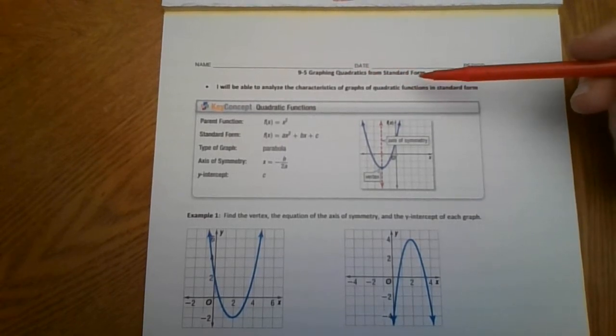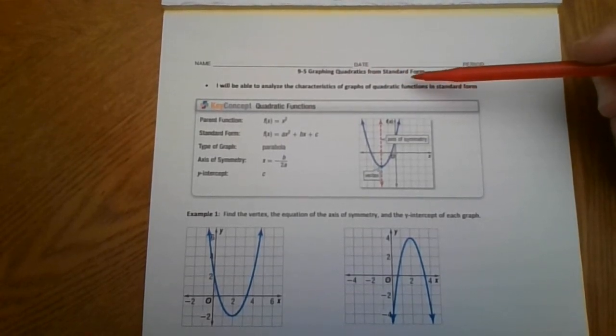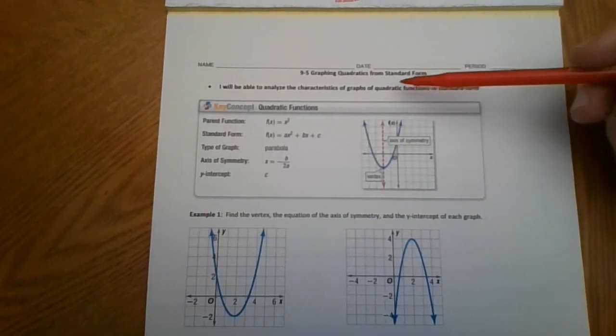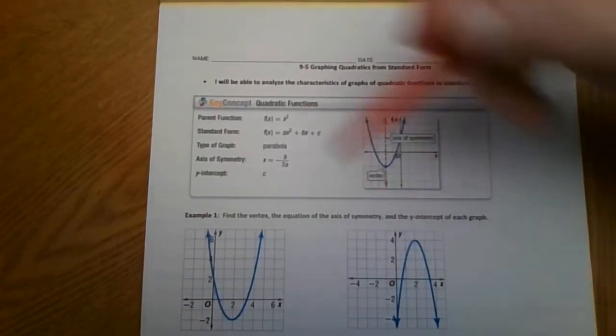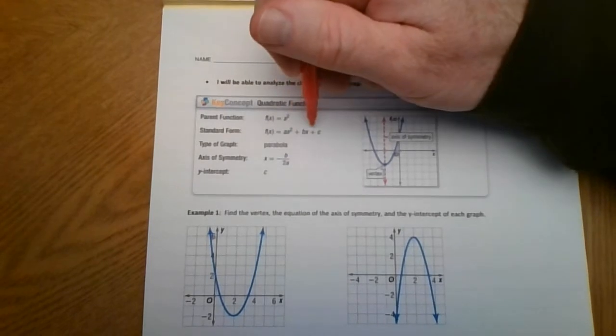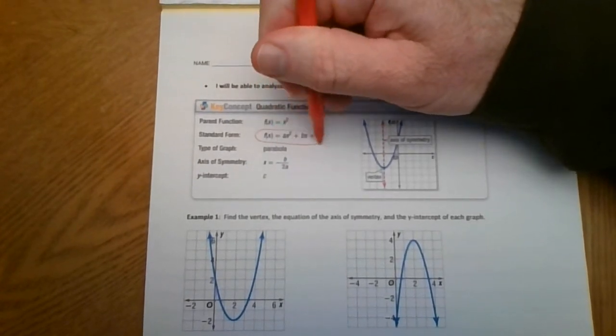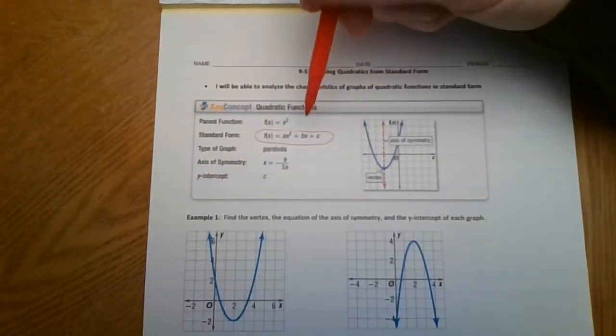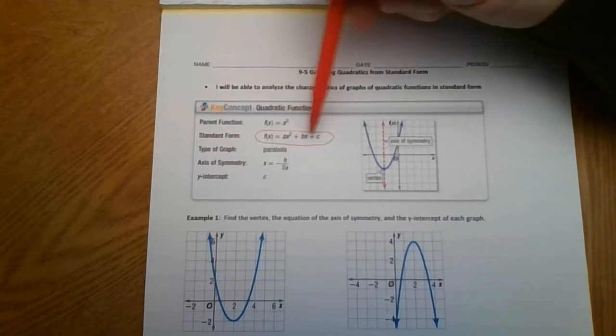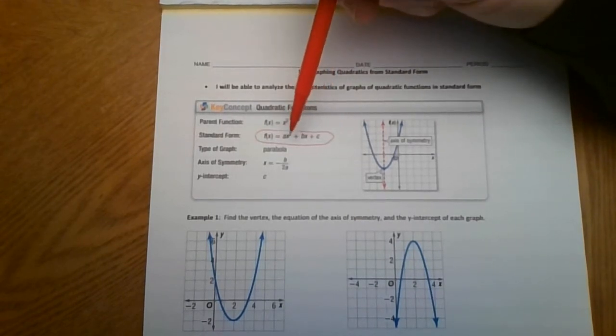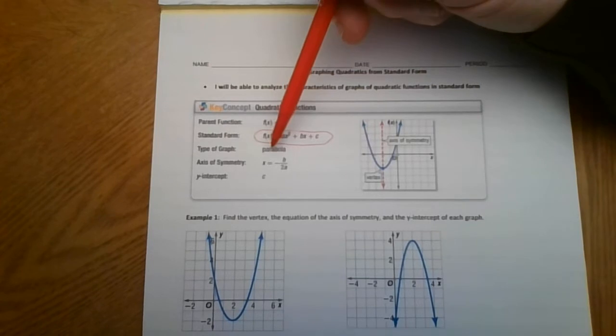Up to this point, we've done vertex form and we've done factored form. We're now going to look at standard form, which it shows right here. Standard form is where it's f of x equals ax squared plus bx plus c. So they kind of put it in the normal way we usually see a quadratic equation. It's always going to give us a parabola.